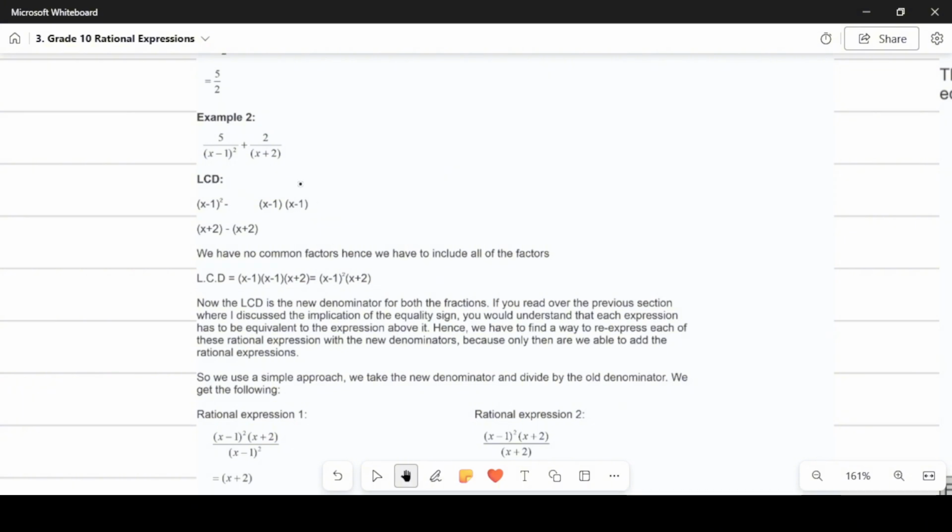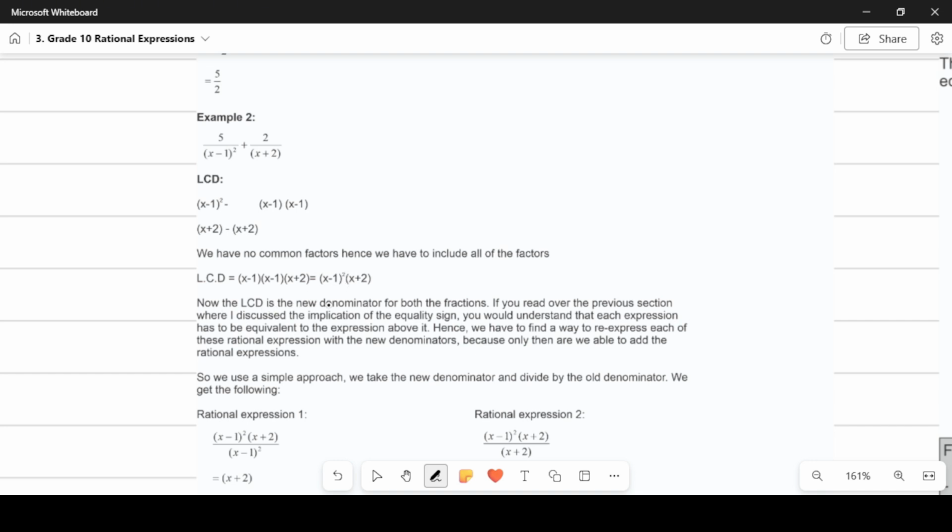If we were given 5 over x minus 1 all squared plus 2 over x plus 2, now if you look at these denominators, we have to find the LCD. x plus 2 has no common factor, x minus 1 has no common factor here, and x minus 1 has no common factor. So we have no shared factors, so we have to multiply all the unshared. So it will be x minus 1 times x minus 1 times x plus 2. It will give us x minus 1 all squared times x plus 2.